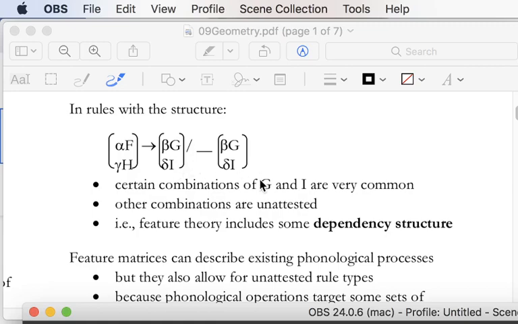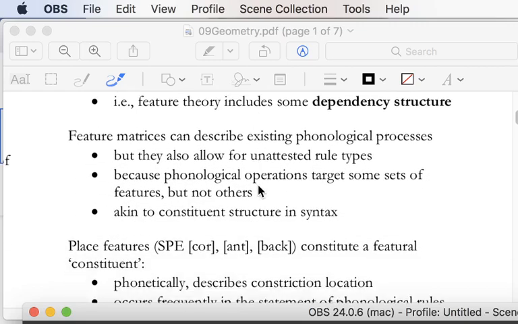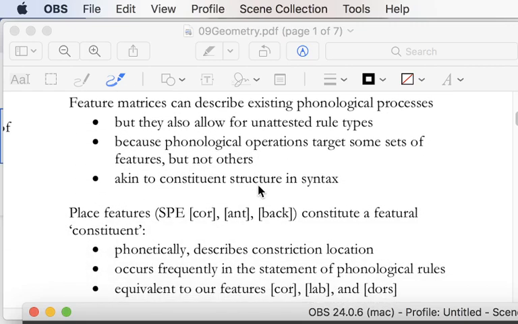This is the problem that we're trying to address here with feature geometry. Again, we're seeing a situation where the feature matrix theory can describe existing phonological processes. That's not the problem. The problem is that they also allow for tons of unattested rule types. So, overgeneration problems, again, predicting all sorts of crazy phonological rules that don't exist.